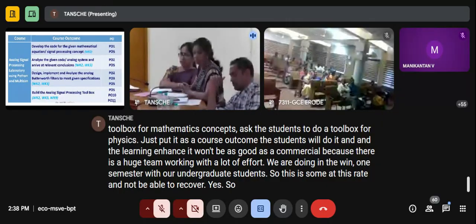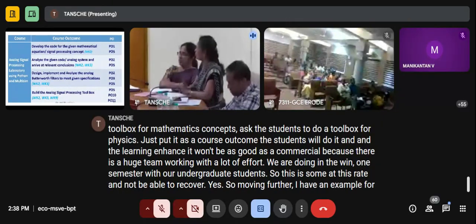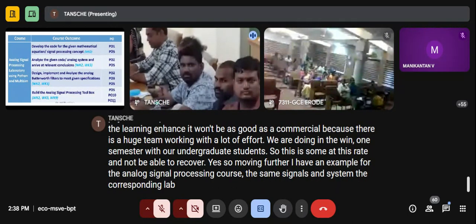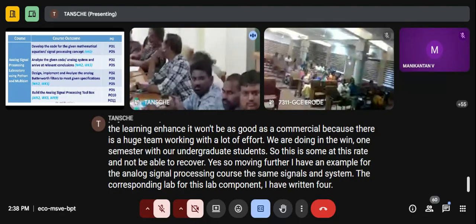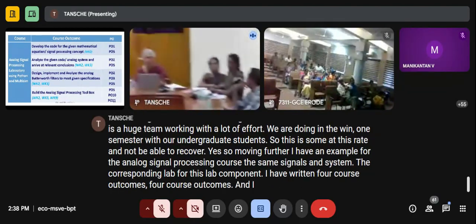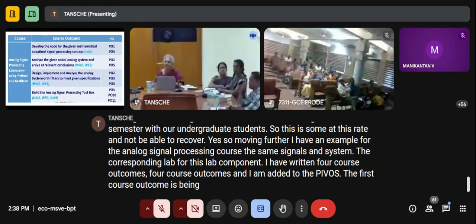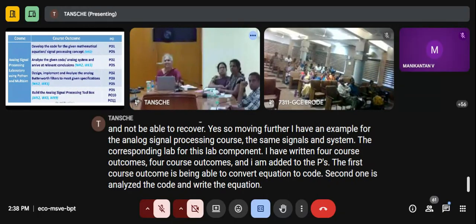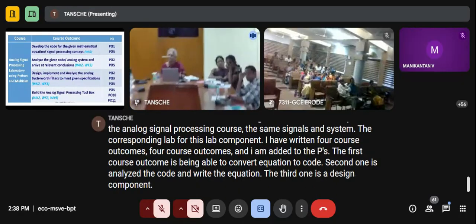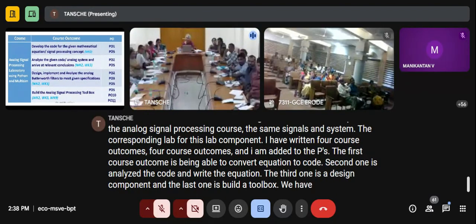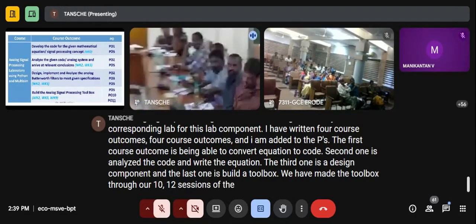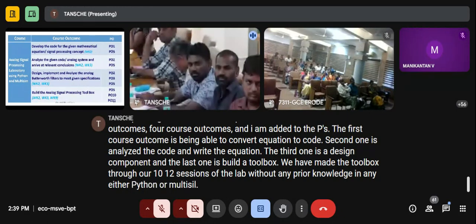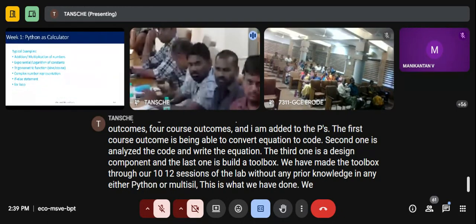Moving further, I have an example for the analog signal processing course, the same signals and systems, and the corresponding lab. For this lab component, I have written 4 course outcomes and mapped them to the POs. The first course outcome is being able to convert an equation to code. The second is to analyze the code and write the equation. The third is a design component, and the last is to build the toolbox. We built the toolbox through our 10-12 lab sessions without any prior knowledge of either Python or Multisim. This is what we have done. We start off with how we have done it.